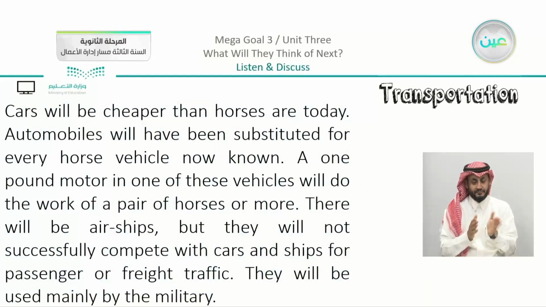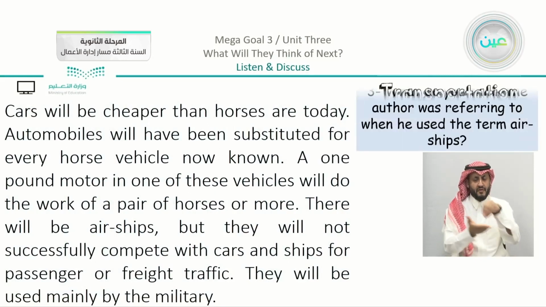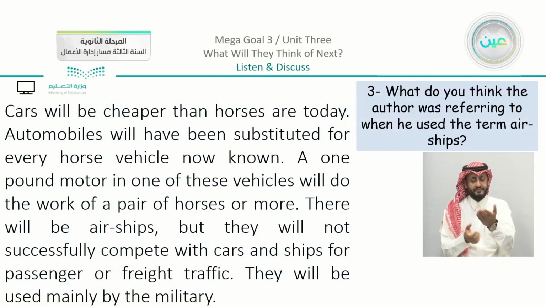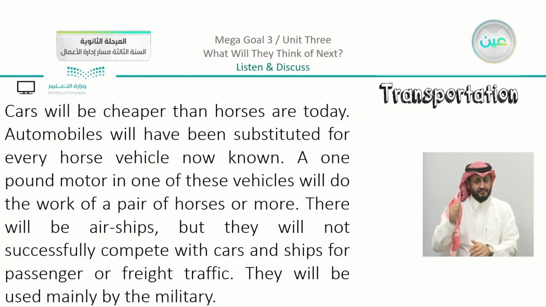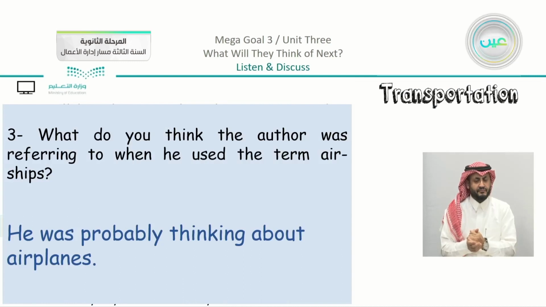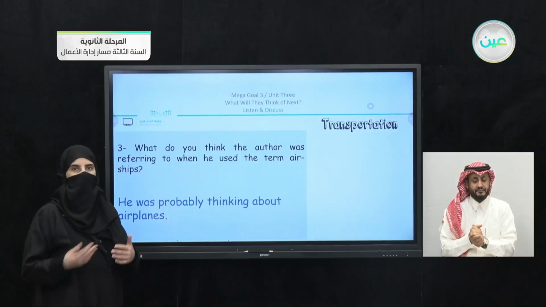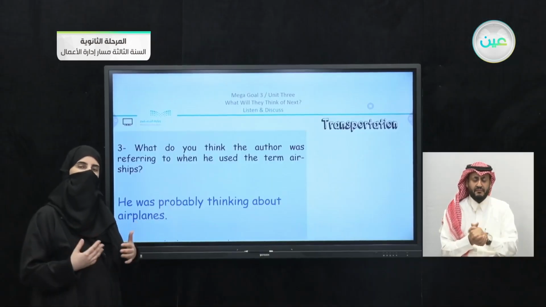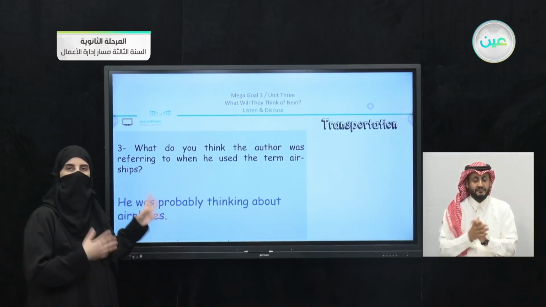Moving on to the third question, in transportation. The question was, what do you think the author was referring to when he used the term airships? Do you remember when we highlighted that there will be airships? Here, you can give a free answer. He was probably thinking about an airplane, or a plane, sorry. You may have another thing that comes to mind, so it depends on your point of view concerning the paragraph.